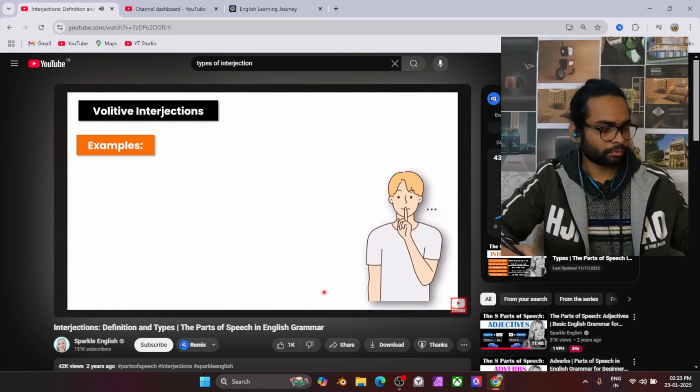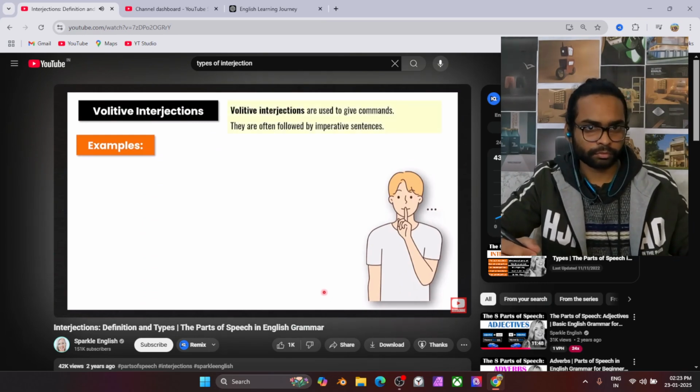Now let's talk about volitive interjections. Volitive interjections are used to give commands. They are often followed by imperative sentences.